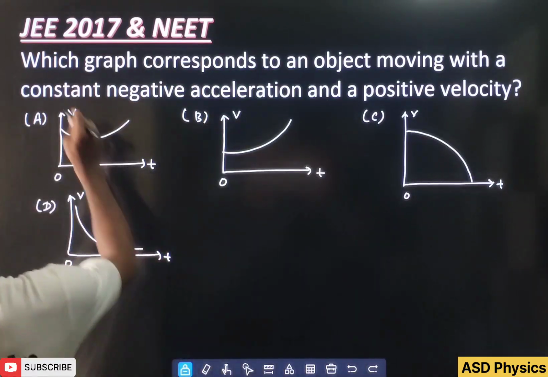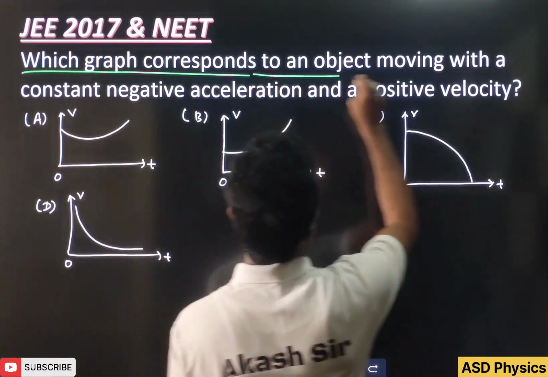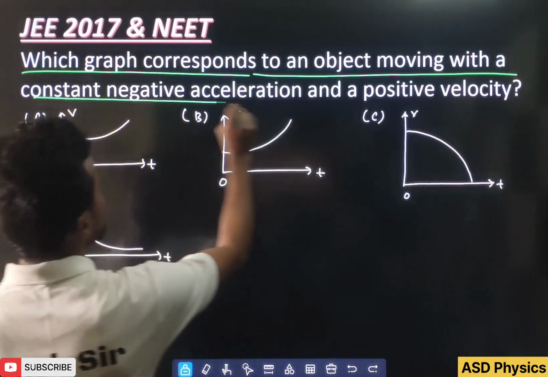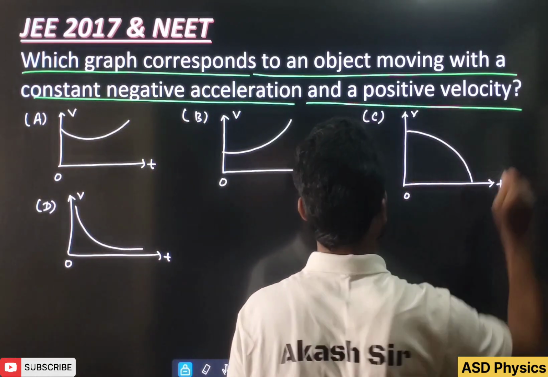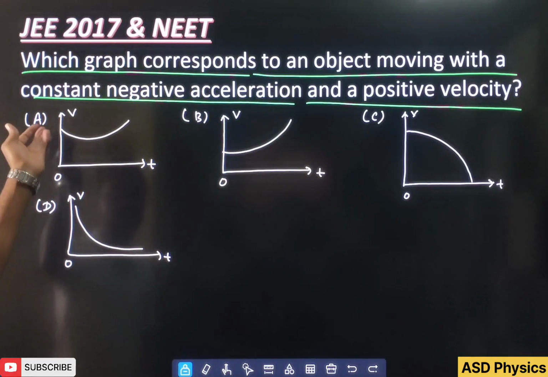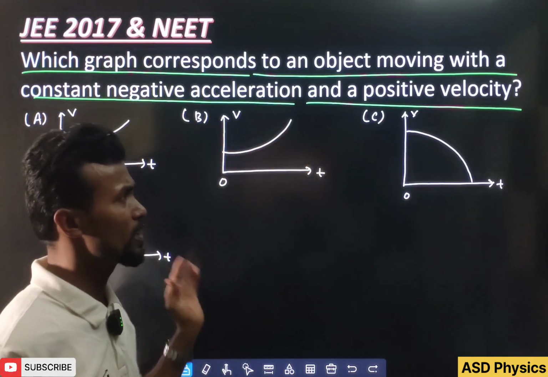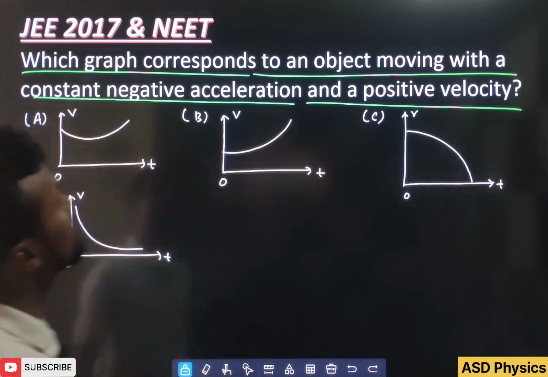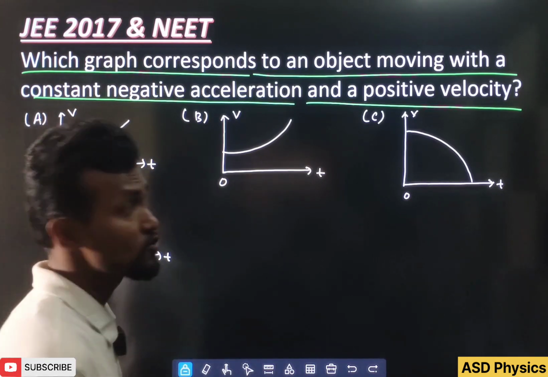This question is: which graph correctly corresponds to an object moving with a constant negative acceleration and a positive velocity? Okay, velocity is positive here. You can see in the first, second, third, fourth graphs, everywhere it is in the first quadrant, that means velocity is positive everywhere, no problem. But we have to see that acceleration should be negative.